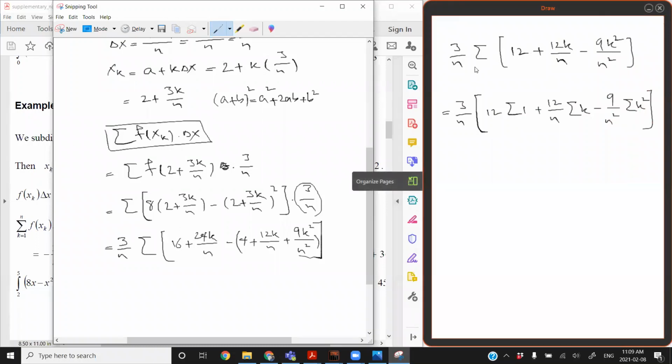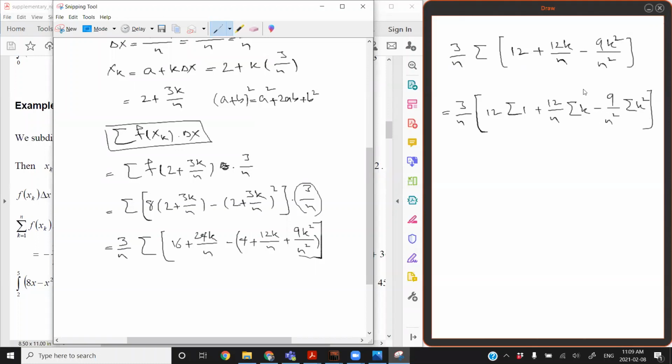So I distributed this sigma. I get 12 sigma, which is the same thing as 12 sigma 1. And then I get sigma this. The 12 over n can move out of the sigma. I get sigma k. And then I have sigma this term, but the 9 and the n squared can move out of the sigma. It goes here.